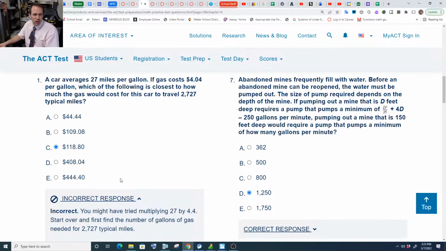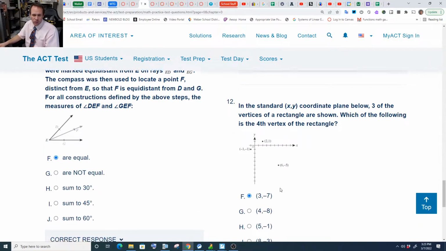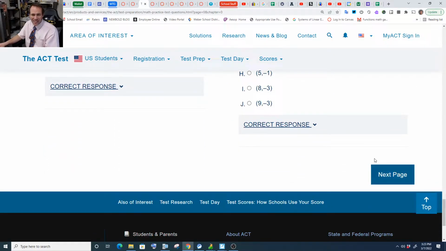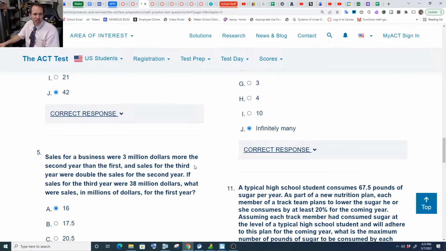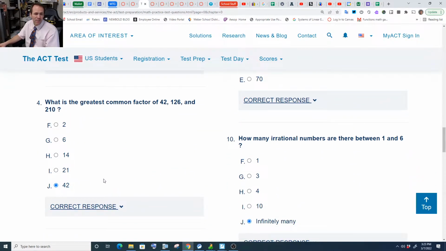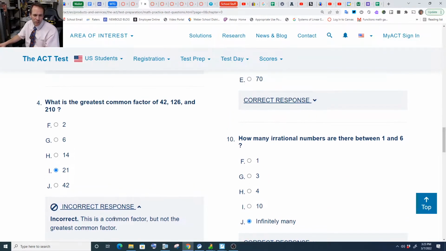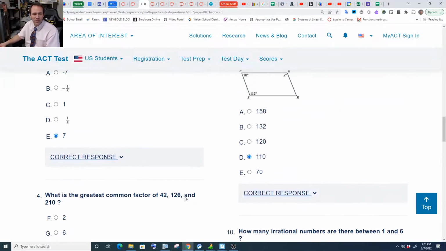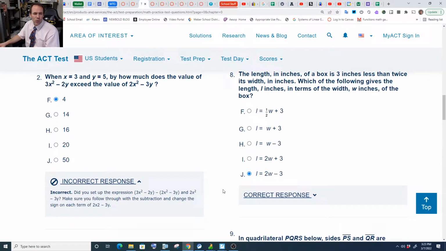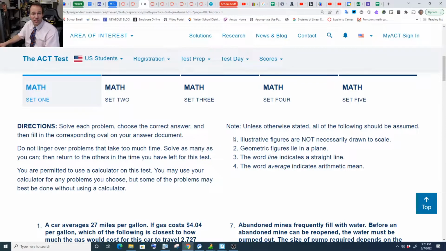And so once you put in all the answers, then you're going to go ahead to the bottom. Once you put in all your answers for 1 through 12, then you'll push submit. And then it'll actually show you if you get it right or wrong and how come. So it's got some pretty good explanations in here. For example, if I put 21, they'd say, oh, this is a common factor, but not the greatest common factor. It's asking for the greatest. And so 42 is correct. It's the greatest common factor. And so it goes through all these questions, getting you ready for the ACTs, helping you study for the ACTs.